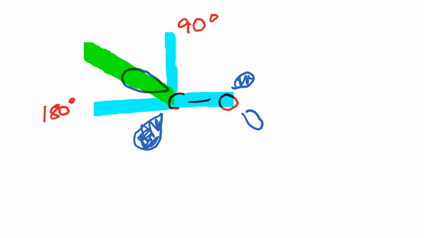Now, experimentally, people are looking for clues about how to understand this whole attack. There are two individuals known as Burgi and Dunitz.